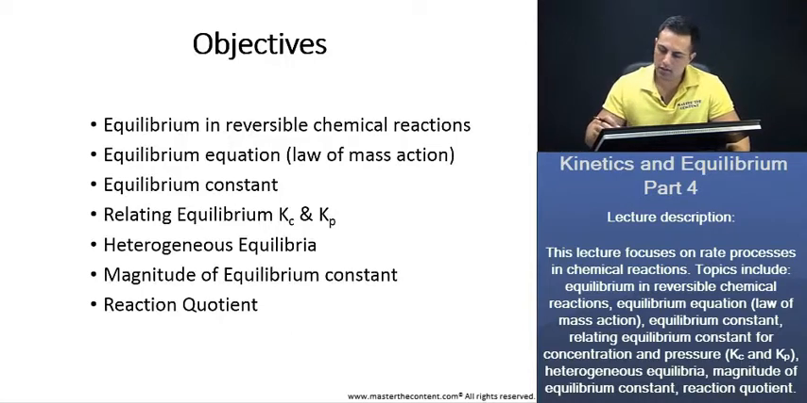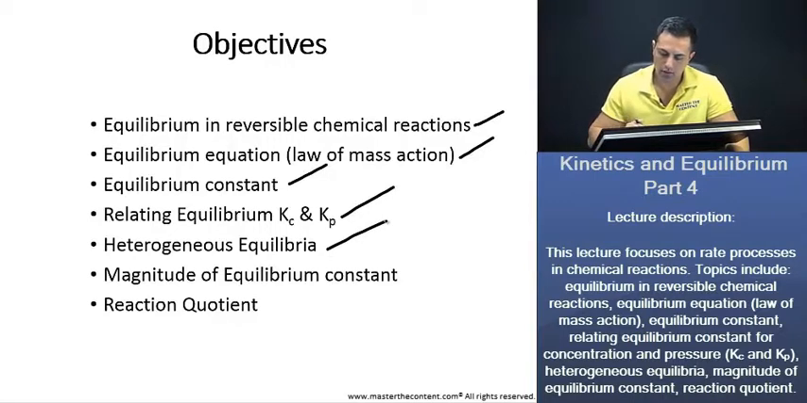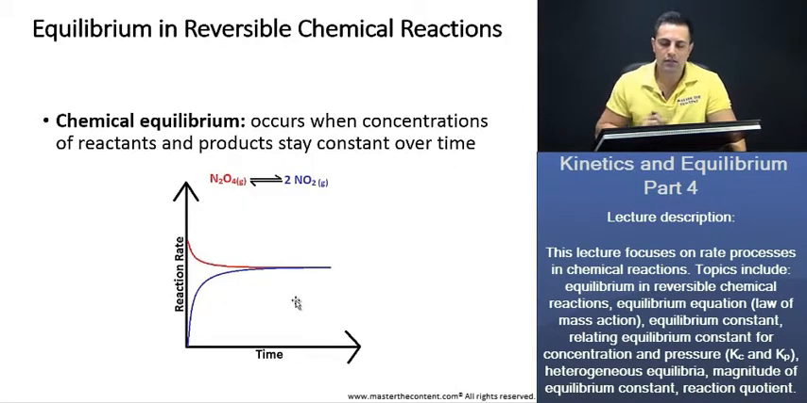Today we'll be taking a look at the equilibrium in reversible chemical reactions, the equilibrium equation, also known as the law of mass action, and the equilibrium constant. We'll be relating the equilibrium constants for concentrations and pressures, heterogeneous equilibria, the magnitude of the equilibrium constant, and the reaction quotient. Okay, great. Let's get right into it.